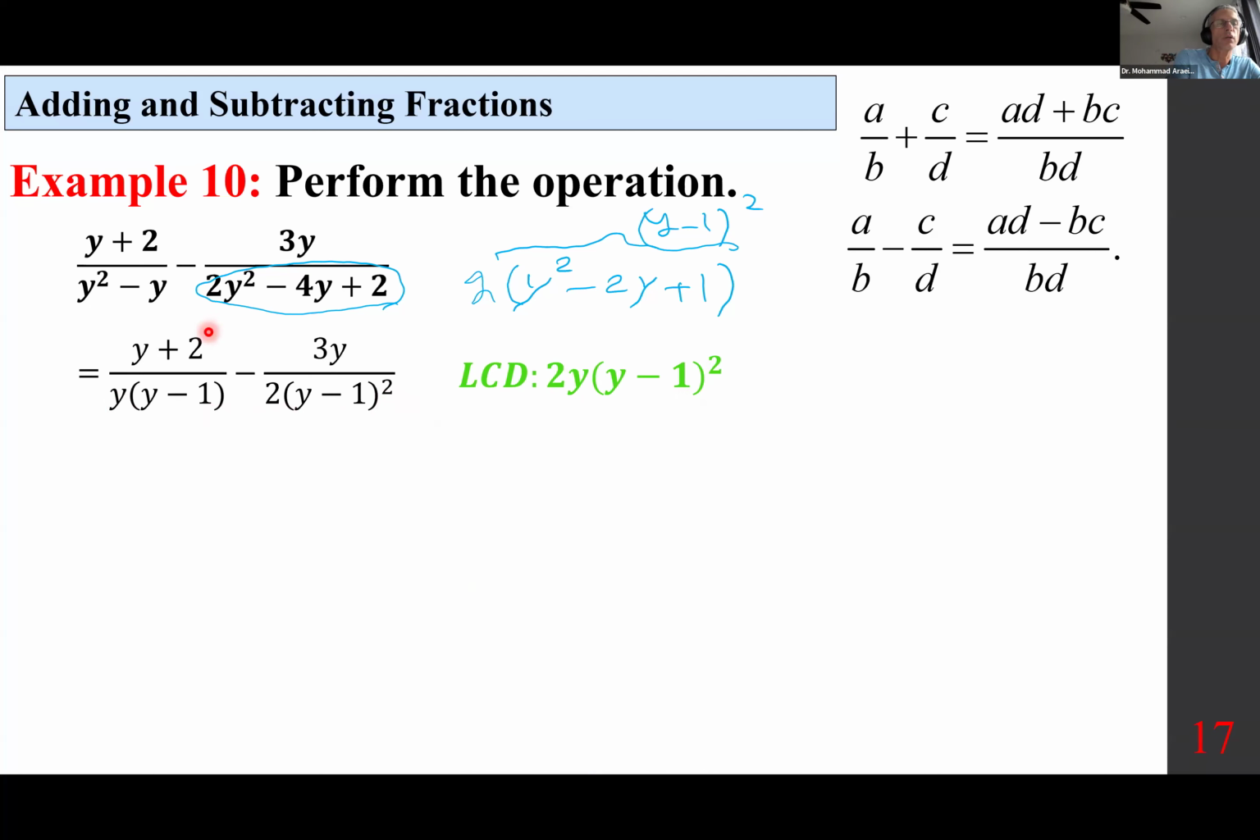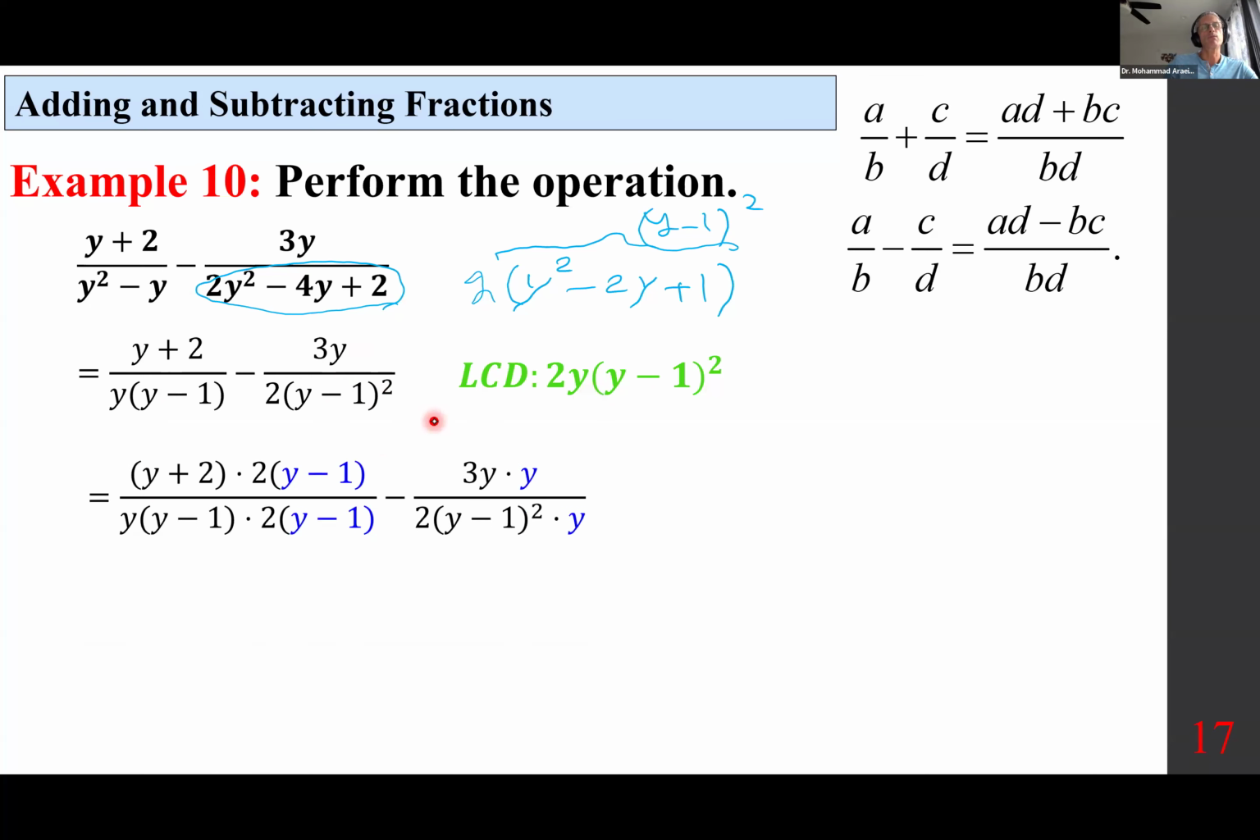So for example, this one, all you have to do, compare the denominator and you say, okay, 2 is missing and we need one more factor of y minus 1. That's what we multiply by the top and the bottom. And this one, in a matter of comparison, the one which is missing is y, so we're going to multiply the top and the bottom by y. So I hope it's clear to everybody.